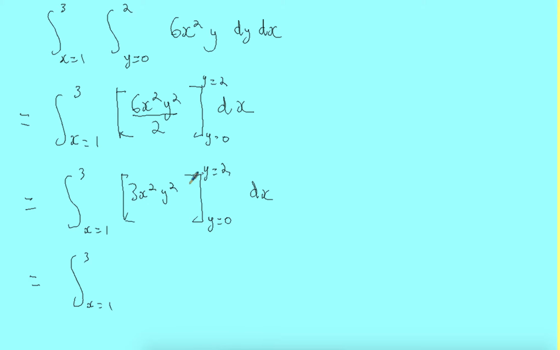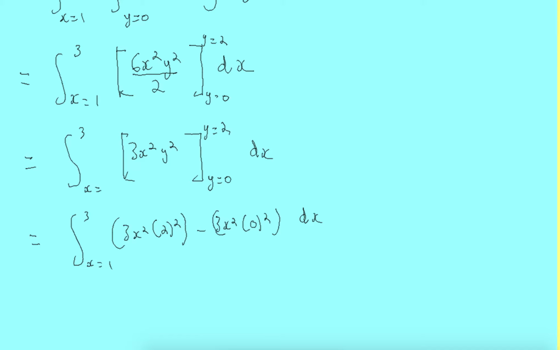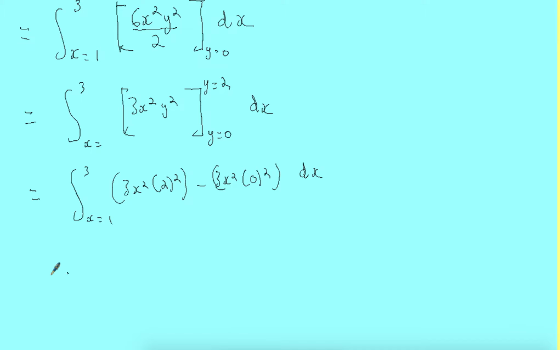So that's going to be, and remember it's y that we're substituting in, so that's 3x squared times 2 squared, take away 3x squared times 0 squared, dx. So this bit here is just going to be 4, so that's 12x squared dx. This bit's obviously just going to give me 0. So that's me integrated that middle bit as much as I can.